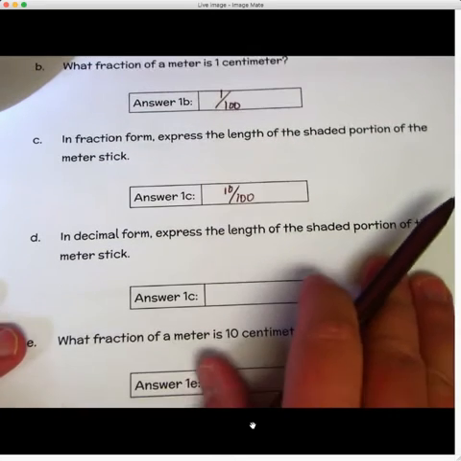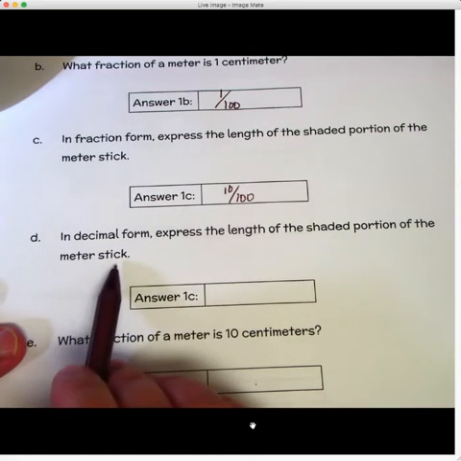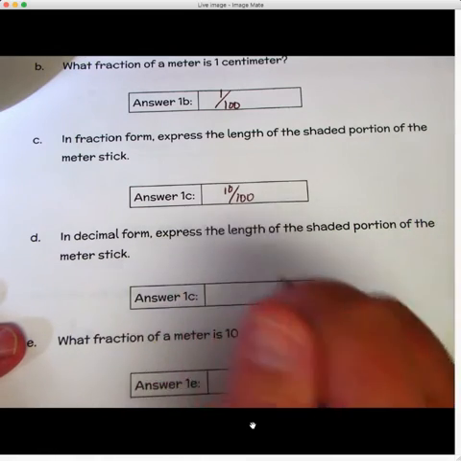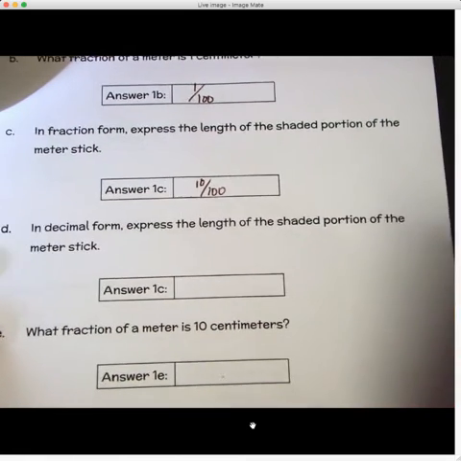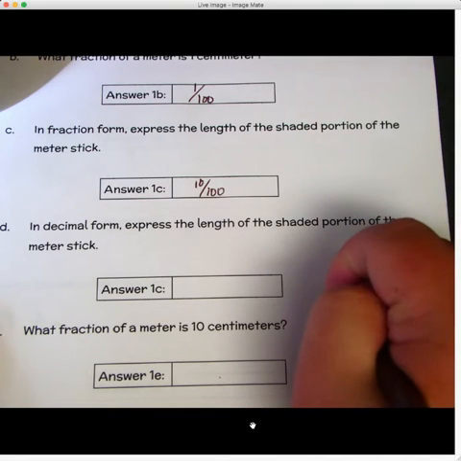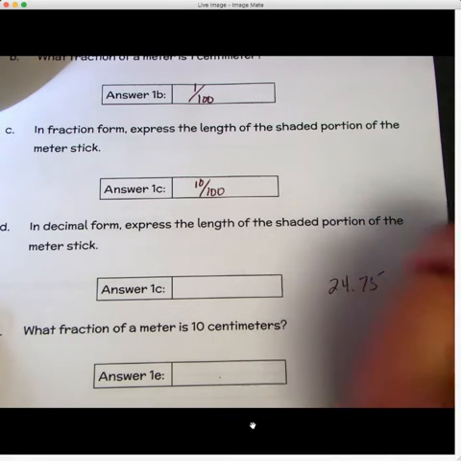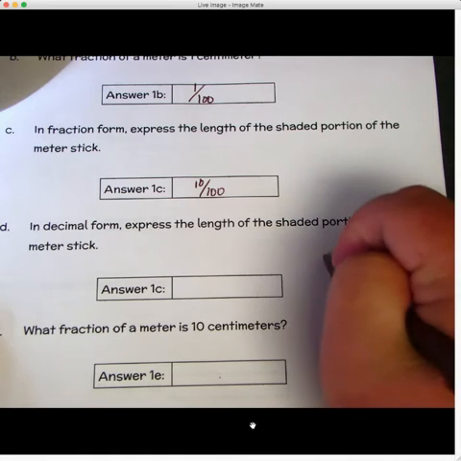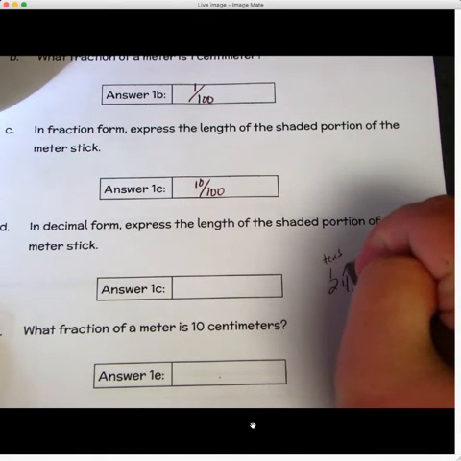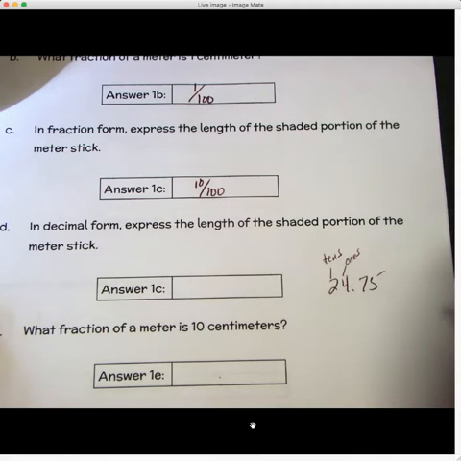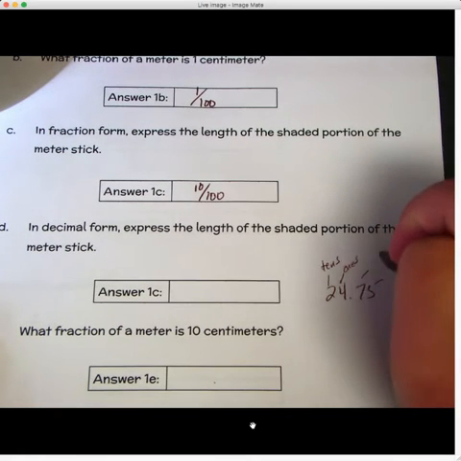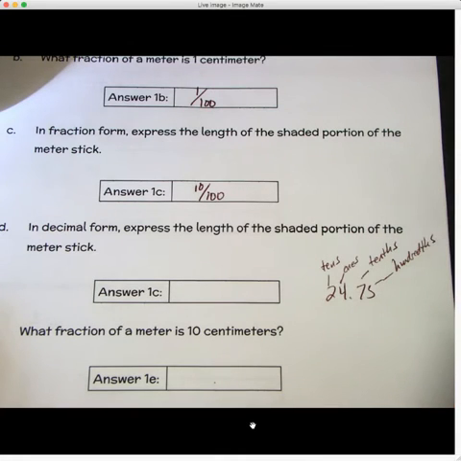In decimal form, express the length of the shaded portion of the meter stick. Well, 10 hundredths. Now, he introduced you to a new place value today. So let's just write a number over here, 24.75. So this is our tens place. We know this is our ones place. We've done 3 lessons already this week. This is our tenths place. And the number to the right of the tenths place is the hundredths, not hundreds, but hundredths place.